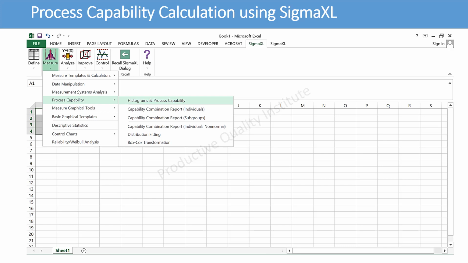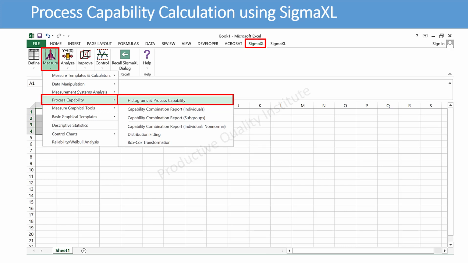To access the process capability analysis in SigmaXL, click SigmaXL, then click Measure, then Process Capability, then click Histograms and Process Capability. Or click SigmaXL, then Graphical Tools, then click Histograms and Process Capability.